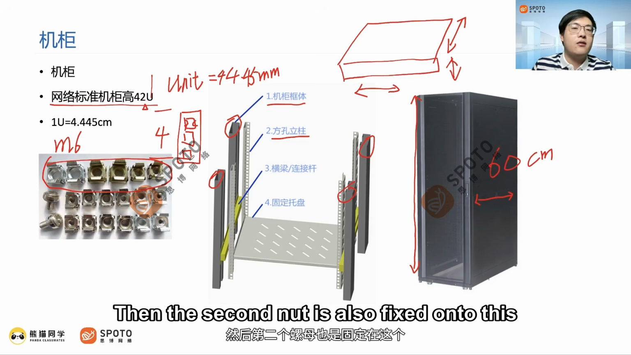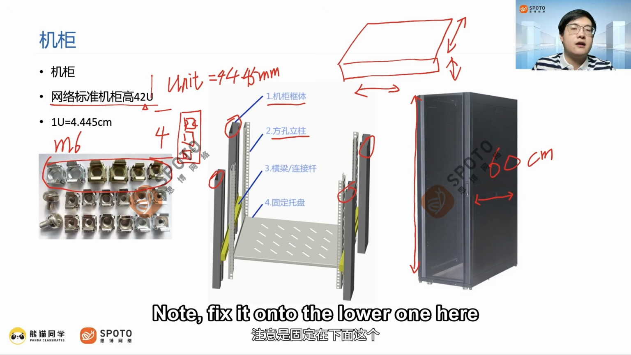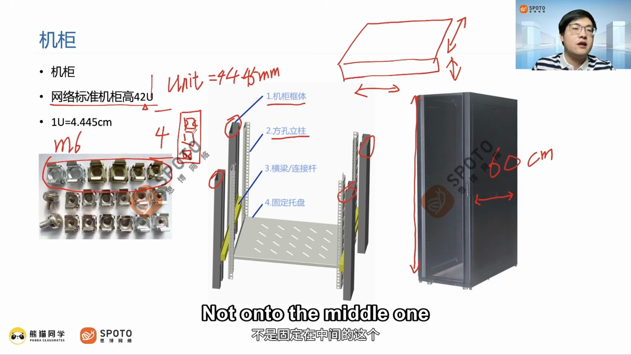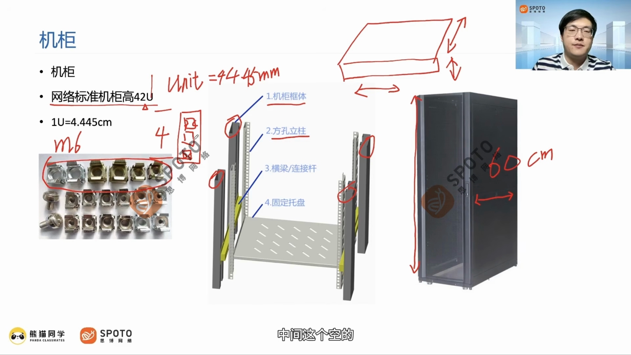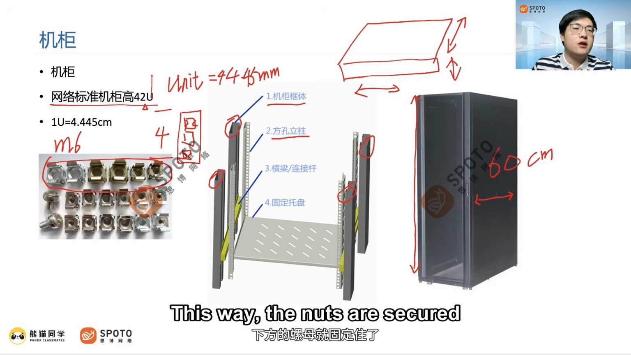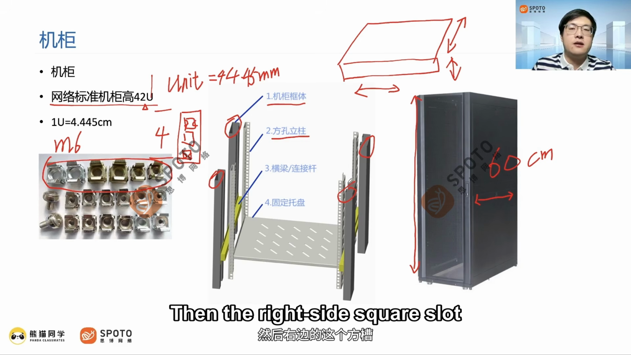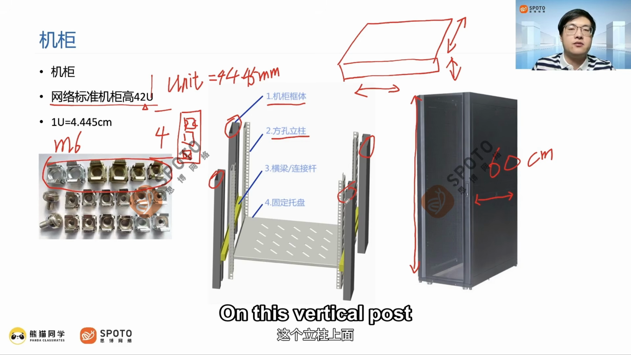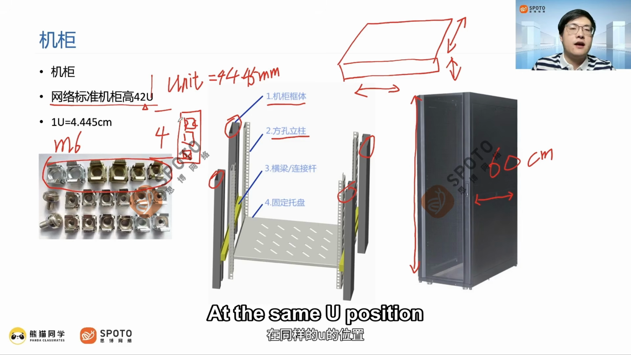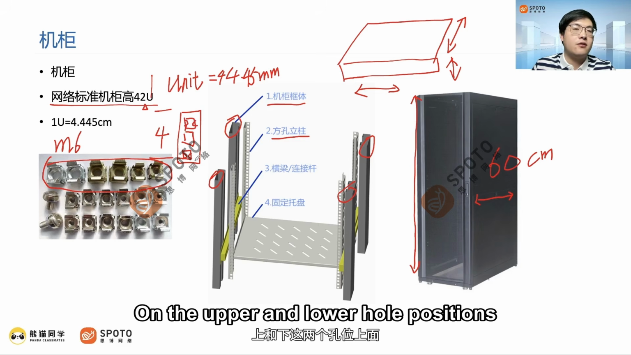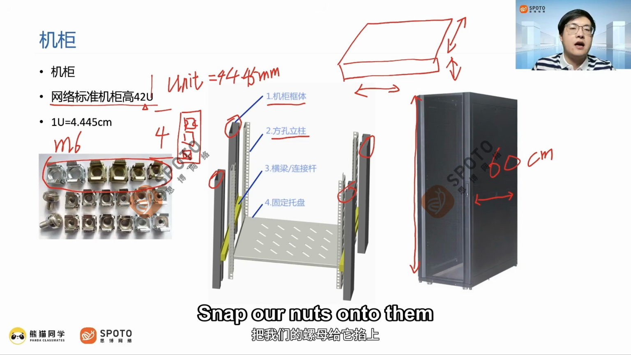Then the second nut is also fixed onto this. Note, fix it onto the lower one here, not onto the middle one. One on top, one on bottom, leave the middle one empty. This way, the nuts are secured. Then on the right side vertical post, the square hole vertical post is the same. At the same U position, on the upper and lower hole positions, snap our nuts onto them.